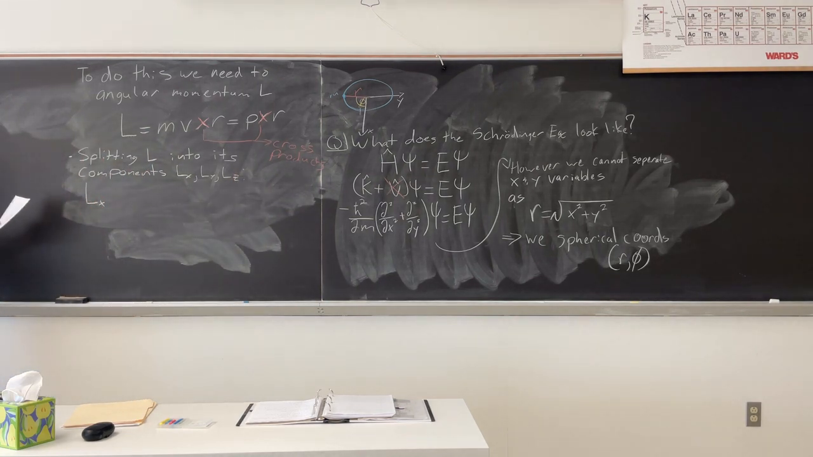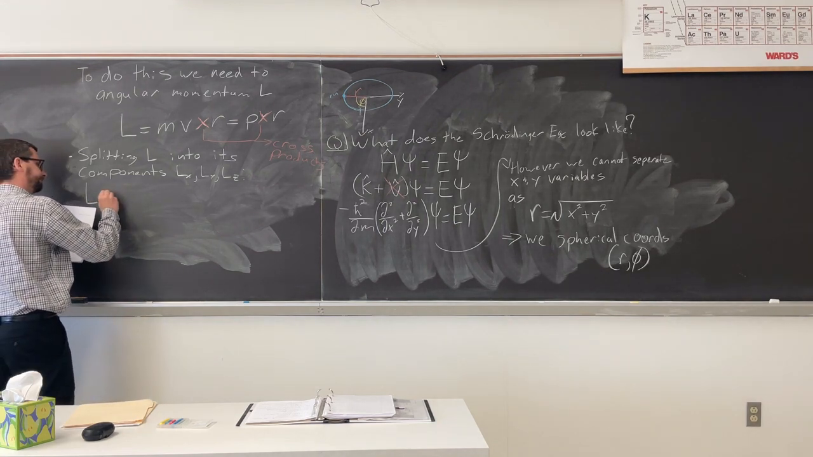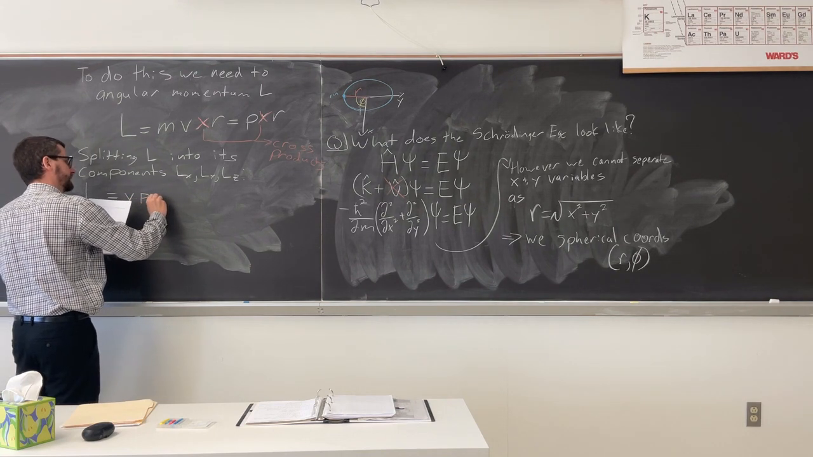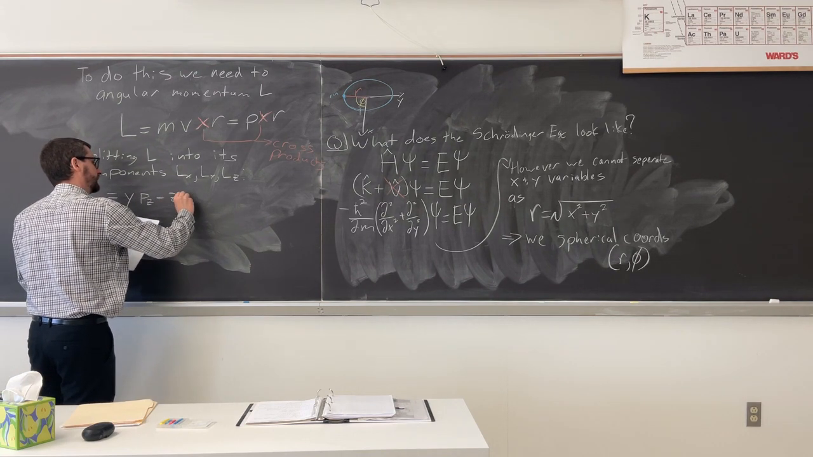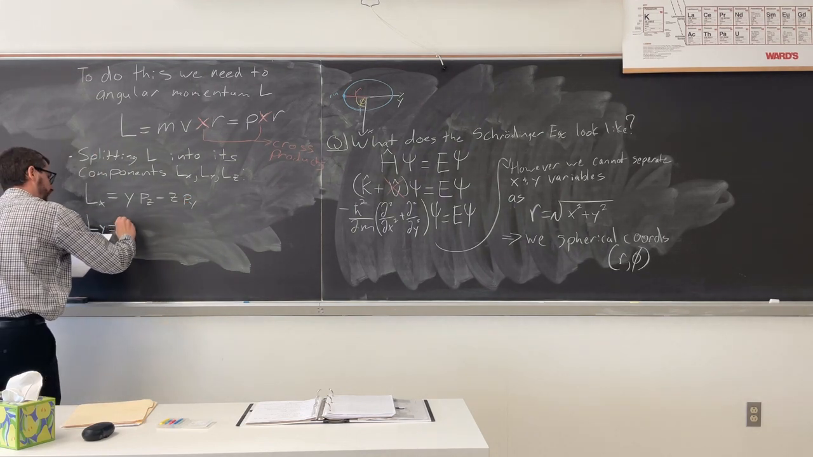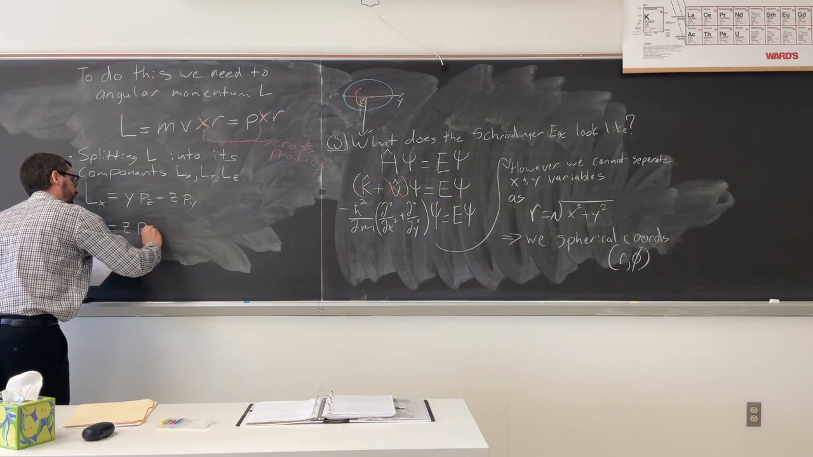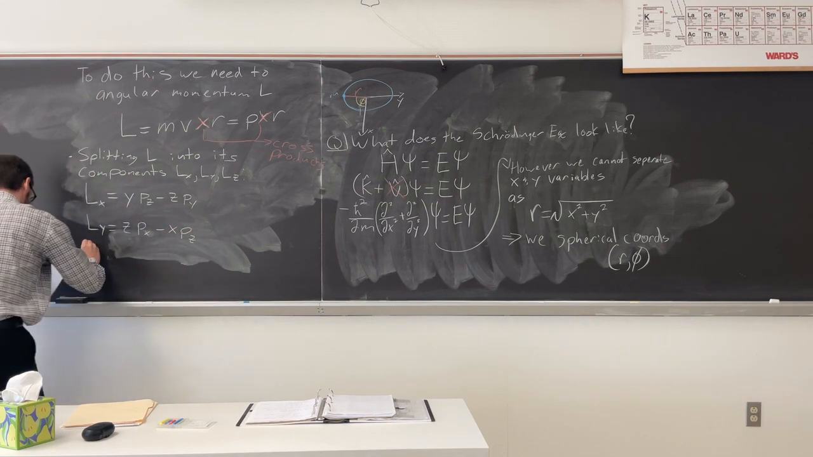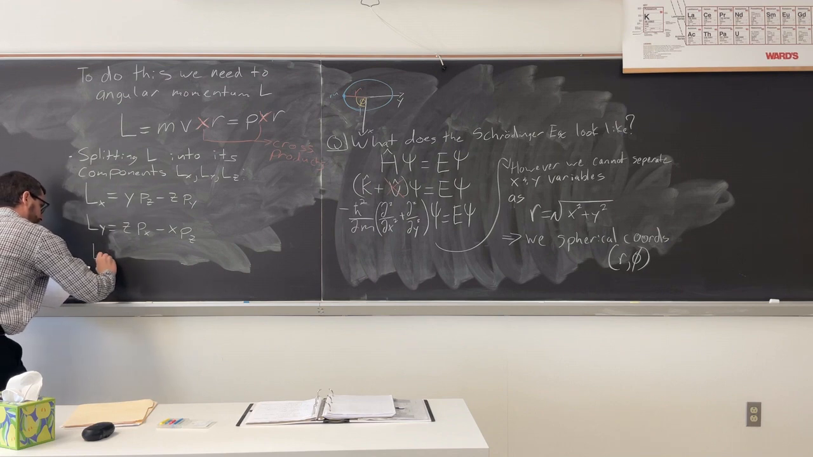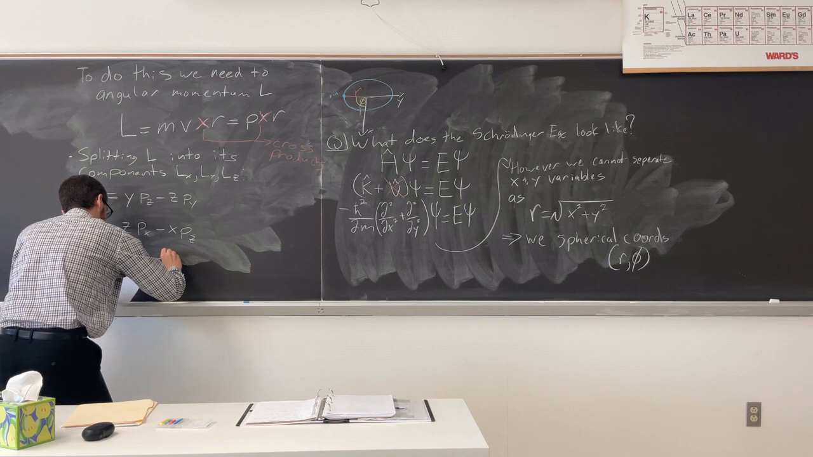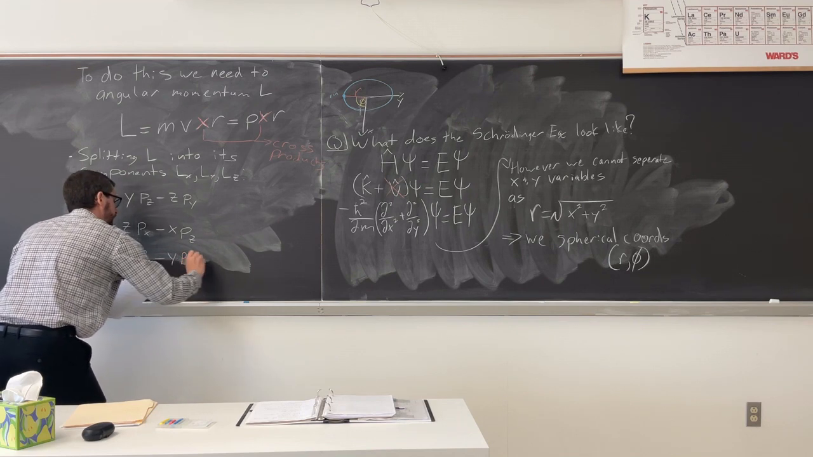Technically, since these are vectors, I should have vector hats. I'm just being lazy. You'd have Lx = y pz minus z py. Ly gets you z px minus x pz. Lz gets you x py minus y px.